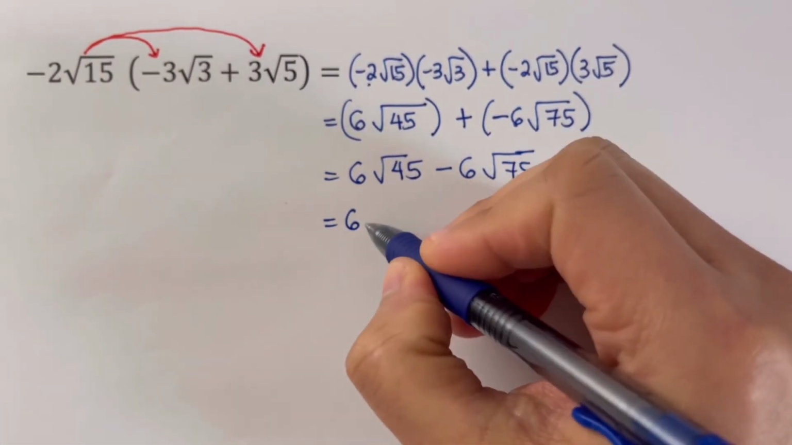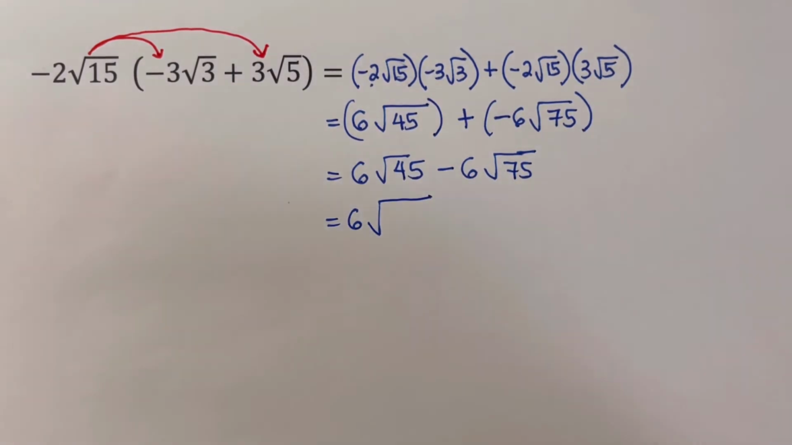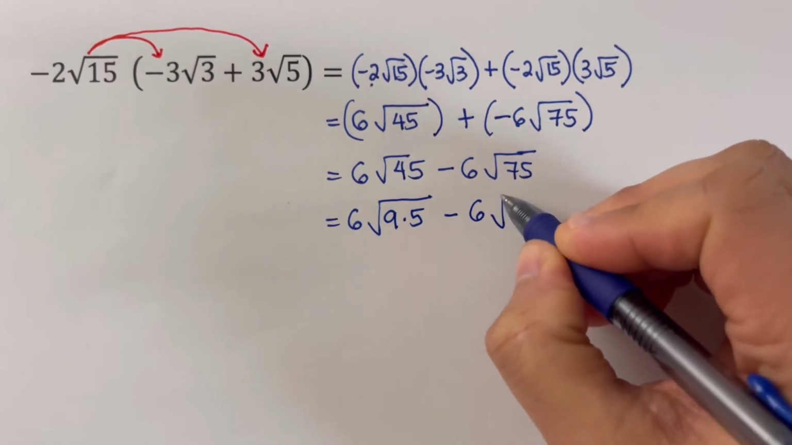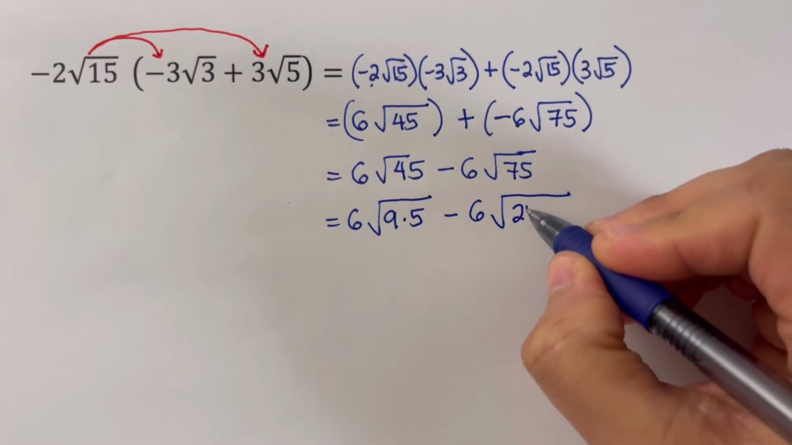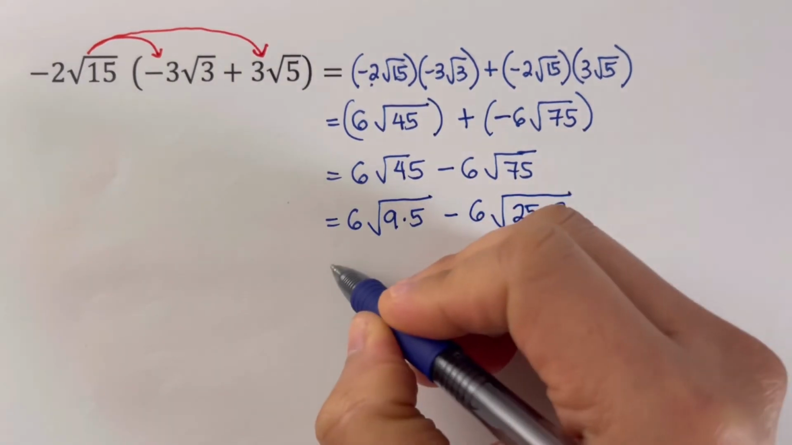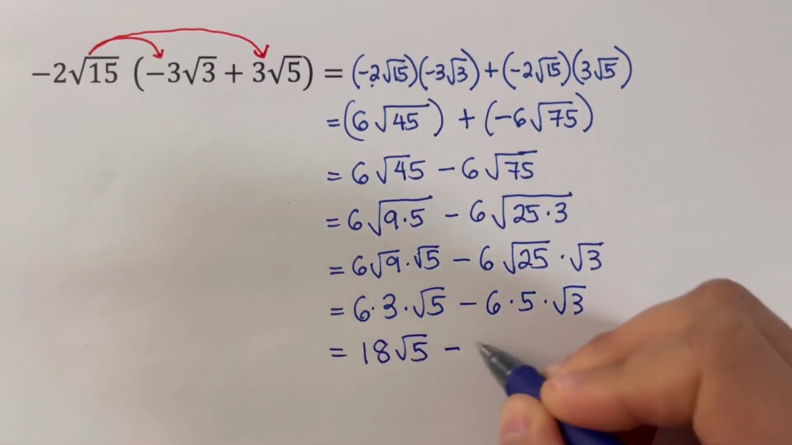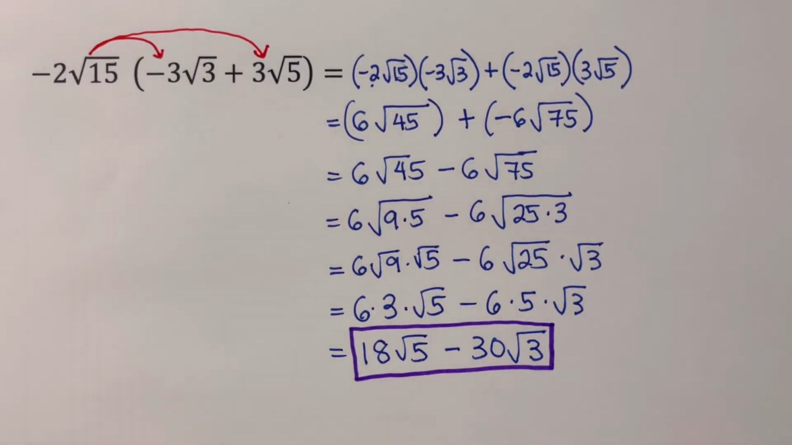So that would be 6 square root of, the perfect square that goes with 45 is 9. So that's 9 times 5 minus 6. The perfect square that goes with 75 is 25 times 3. So then we can go ahead and rewrite this as, okay, so the product of this expression that we have right here is 18 square root of 5 minus 30 square root of 3. The reason why we cannot simplify this further is because the radicands are not the same. We have a 5 and we have a 3. So this is already the final answer.